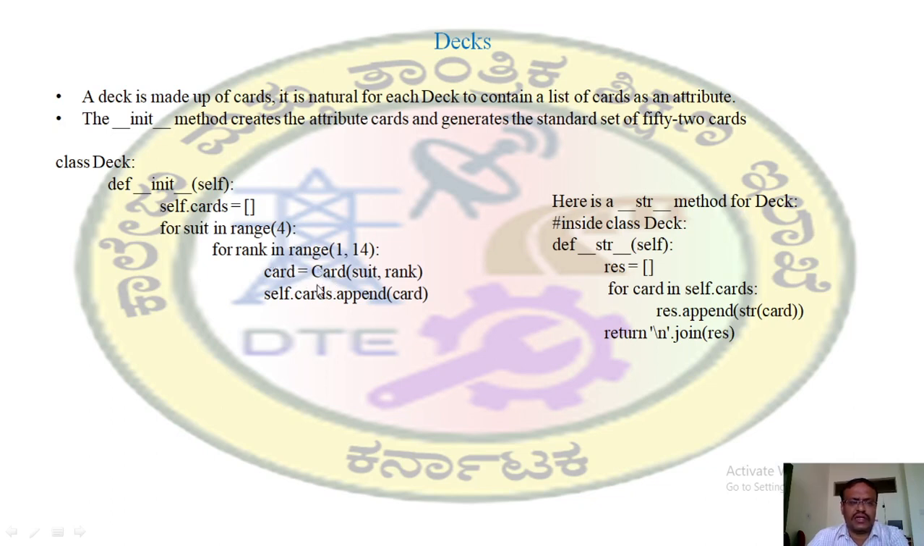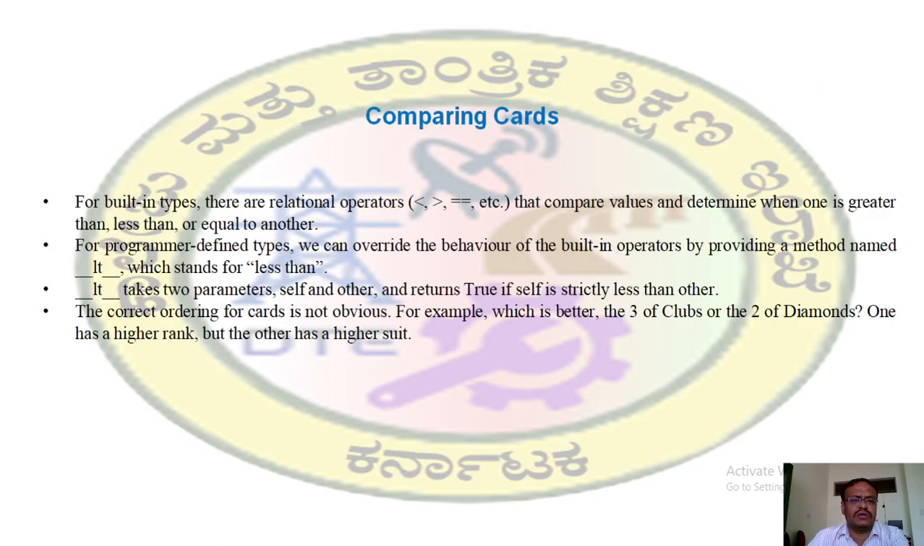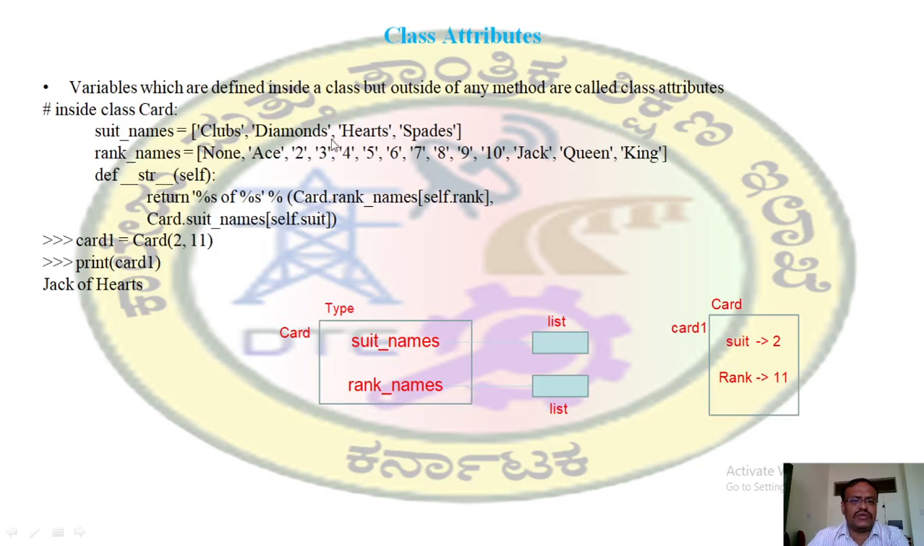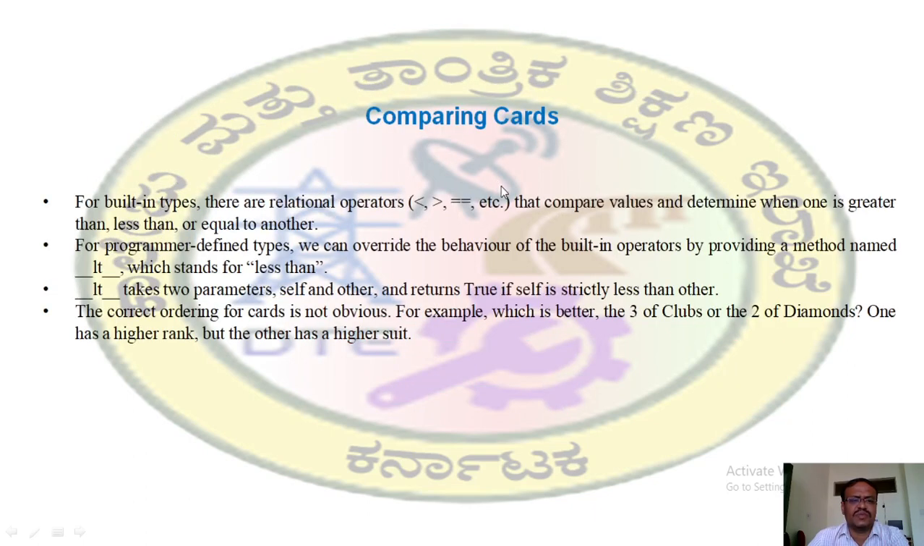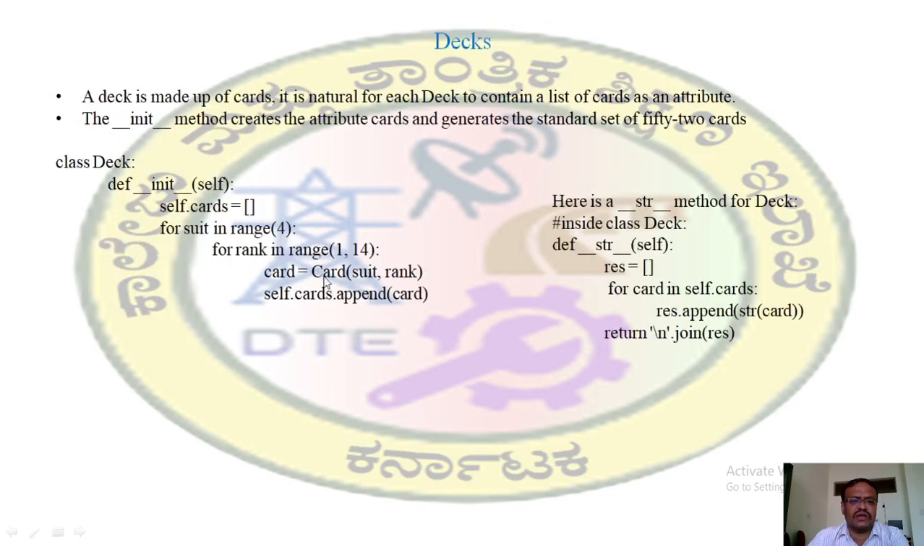That is, we are creating clubs, diamonds, hearts, and spades. So like this we are creating 52 cards, and these 52 cards we generally call the deck. It contains a list of all the cards.